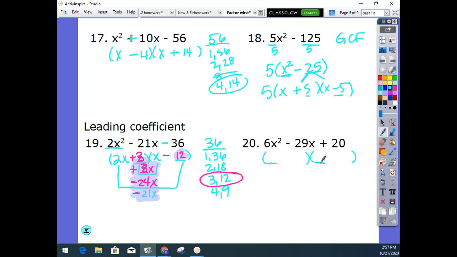So what do we multiply together to get 6x squared? Either 1 and 6 or 2 and 3. I'm going to tell you it's going to be 1 and 6. If you want to stop the video and try again, I'll also say for 20, use 4 and 5. Maybe pause the video, see if you can get it to work.